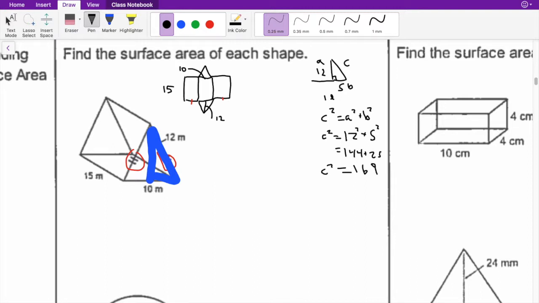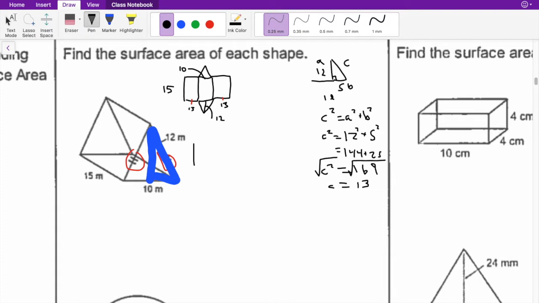And that's C squared. So now to get the opposite of a square is the square root. Square root both sides. C is going to equal, what is it, 13. Right? Where'd my calculator go on this one? All right, let's make sure about that. Square root of 169. Good. So that's going to be our C side. Now we know that's 13.